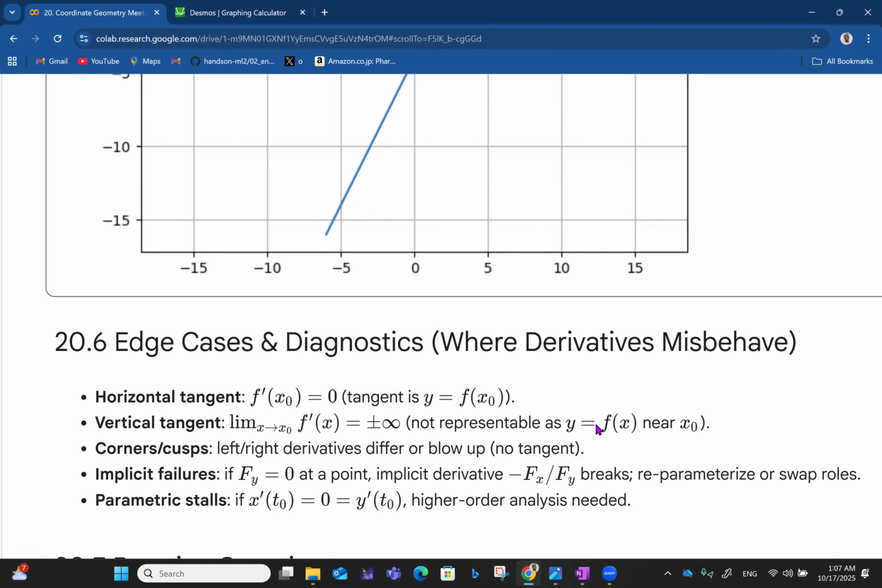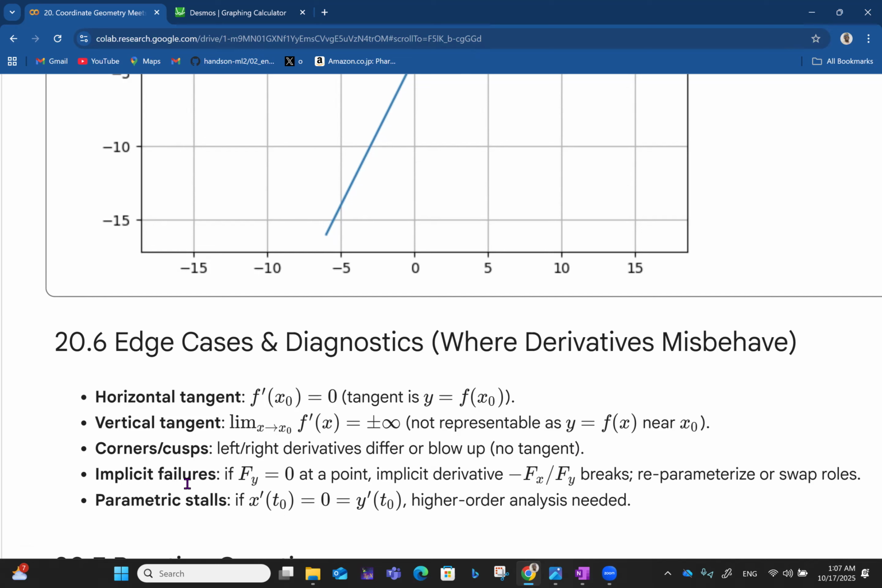So as y equals f of x near x naught, then you can have corners and cusps. So left and right derivatives differ or blow up, no tangent. A very good case is maybe tan x, so that as it approaches 90 degrees, it blows up. It doesn't ever get there. So that's some kind of edge case.